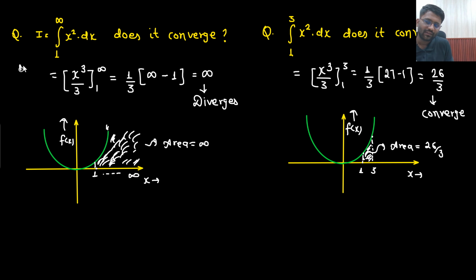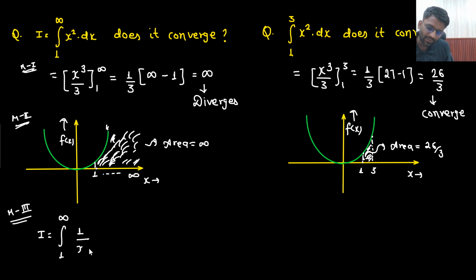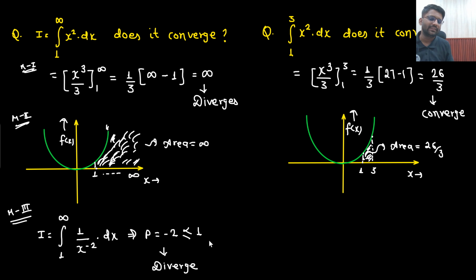This was method 1, this was method 2, and what is method 3? So method 3 is, I will solve it with respect to P series. So 1 to infinity it is going, but P series says 1 by x to the power p, that means x to the power minus 2 dx, right? This is the scenario. So here, what is the value of p? The value of p is minus 2, which is less than or equal to 1. What does that mean? It will diverge. Right? If the value of p is less than or equal to 1, that means it will diverge.